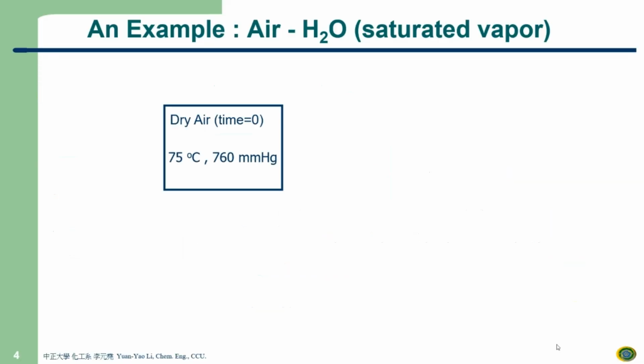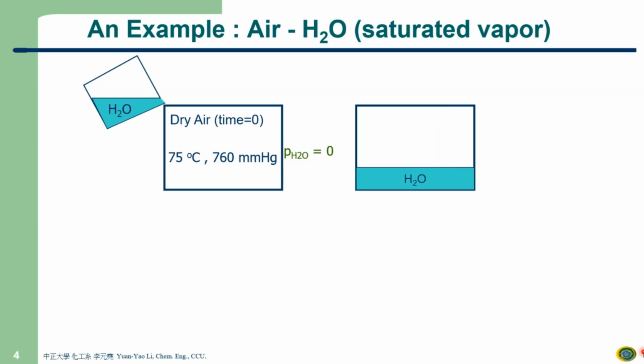Because you need a little bit of imagination to think of this, let's repeat this topic one more time. Imagine you have dry air. There's no water in this system. The temperature is 75 Celsius. The pressure is 760 millimeters of mercury, which is 1 atm, right? At this time, the vapor pressure of water is 0 because there's no water. And then you start to pour water into this system. What happened?